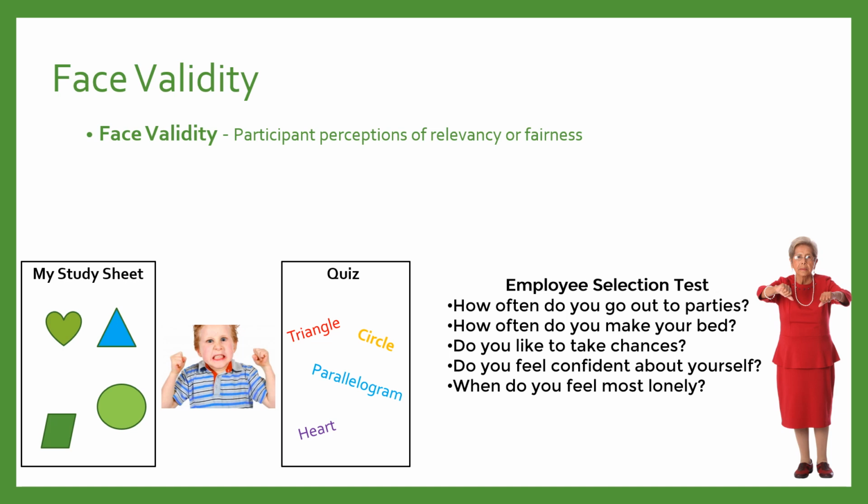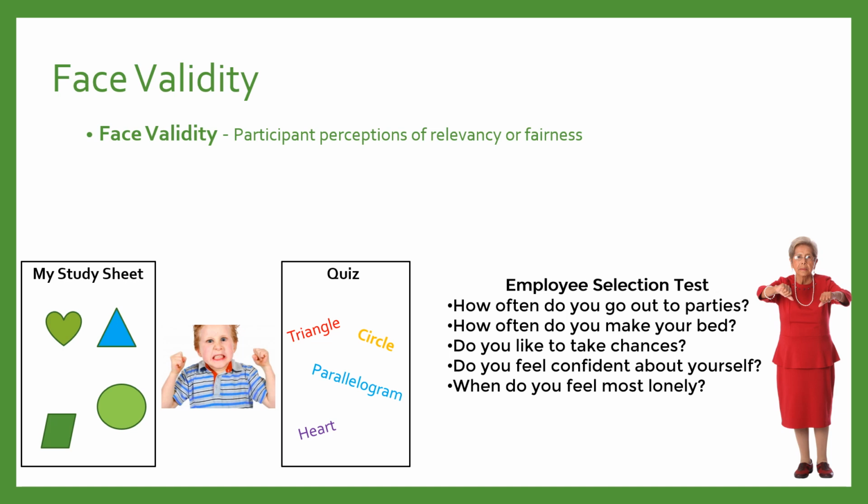You could ask applicants if they feel confident about themselves. So this could suggest an applicant's independence or self-confidence and ability to perform well on their own. You could also ask applicants, when do you feel most lonely? And this could suggest whether an applicant is a lone wolf or a team player. Now again, these may tap into important competencies for employee selection, but chances are they're going to have low face validity. The person answering those questions is going to be like, why are you asking me this?